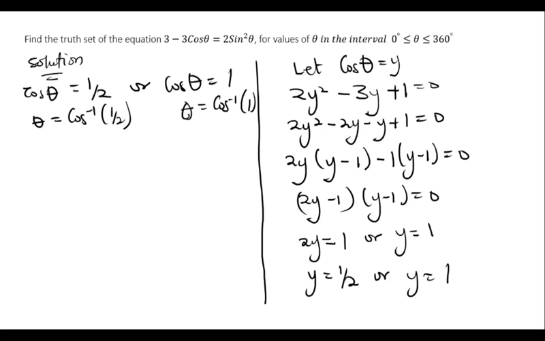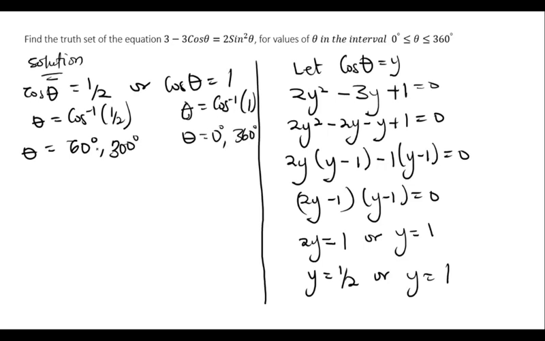So in this case cos inverse of half is, theta is equal to 60 degrees, but it's not only 60 degrees that can give us half. Another angle, cos 300, will also give us half, so it's also part of the solution. And then theta over here, cos inverse of 1 is 0 degrees, but cos 360 is also 0 degrees, so 360 is also part of the solution set.